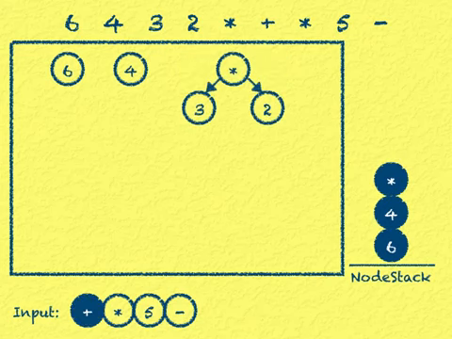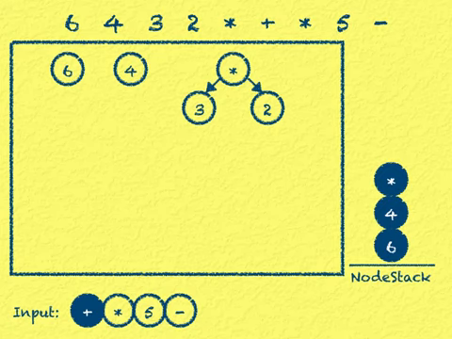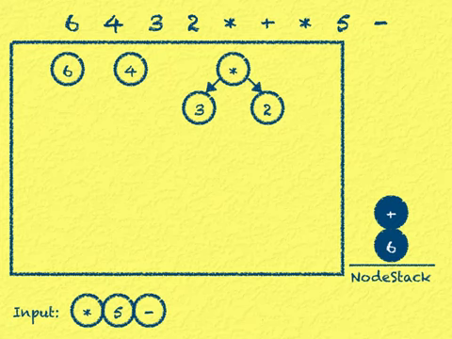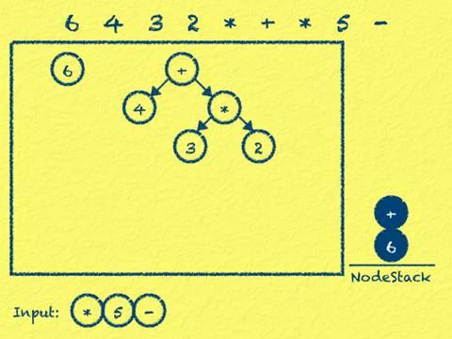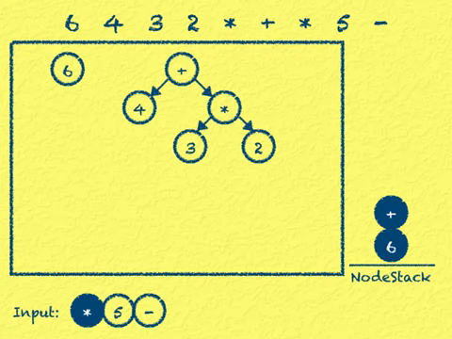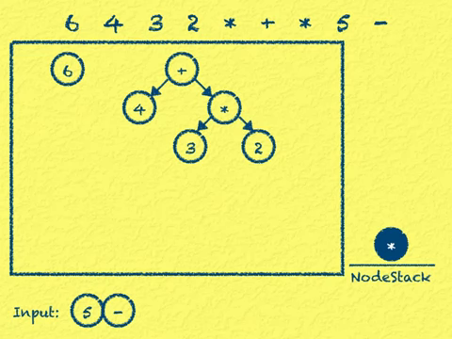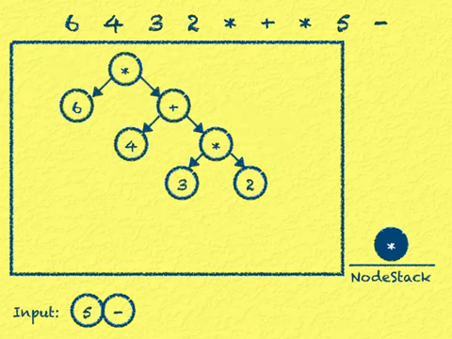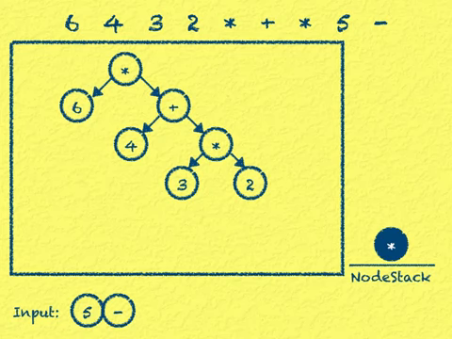Next, we have plus, a binary operator. So I'm going to pop the top two values, 4 and multiplication. Then push the plus. Then on my canvas, 4 and multiplication become children of the plus sign. Next, we got multiplication, binary operator. So we're going to pop the top two nodes, plus and 6, push multiplication. Then on my canvas, plus and 6 become children of the multiplication operator.